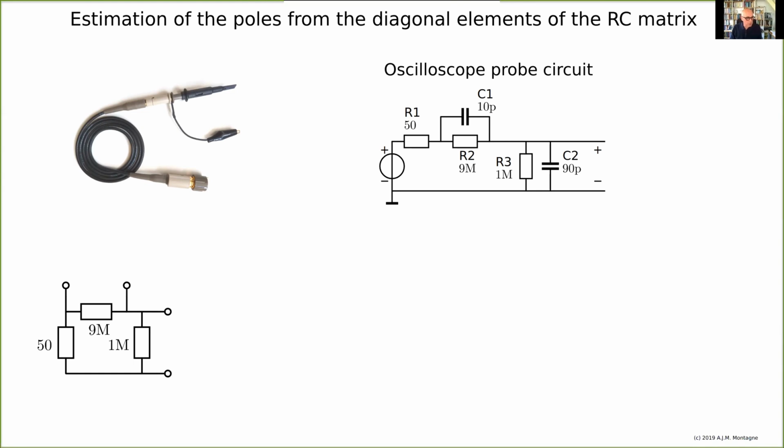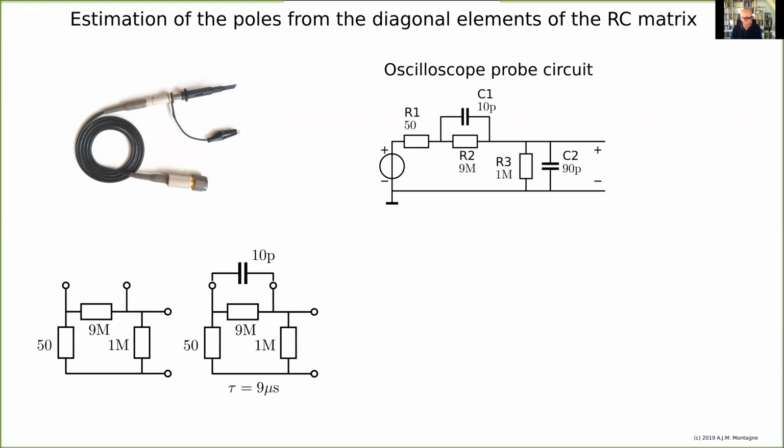Let's study the probe again. We made the resistance matrix here, 50 ohm, 9 meg and 1 meg. And we study the influence of C1 at the port. And we have a time constant then. Here we have a time constant. We measure 10 pF parallel on 9 meg in parallel with 1 meg and 50 ohm. And this is about 9 microseconds.